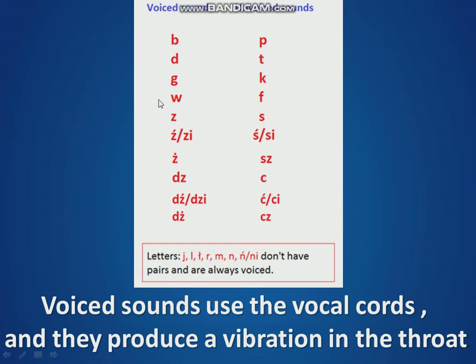All right, now, some voiced sounds, for example, we have the letter B. The sound of the letter B is B, B. B produces vibration in the throat. It's a voiced sound. Here we have the letter P. The sound of P is P, P, P. P doesn't produce vibration in the throat. P is an unvoiced sound.